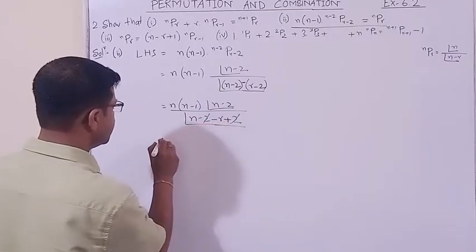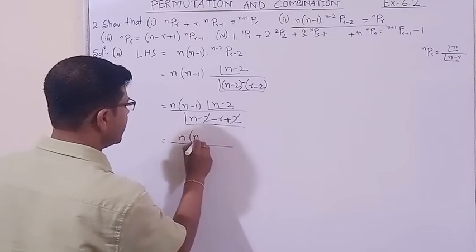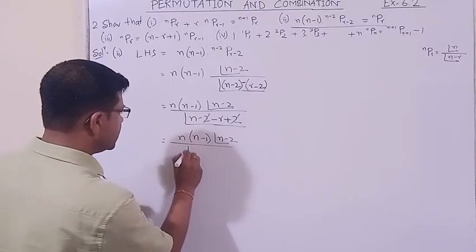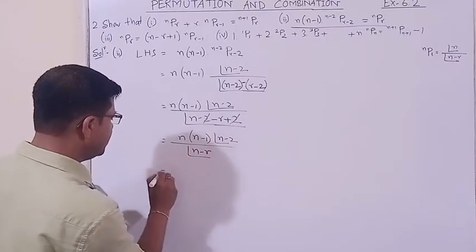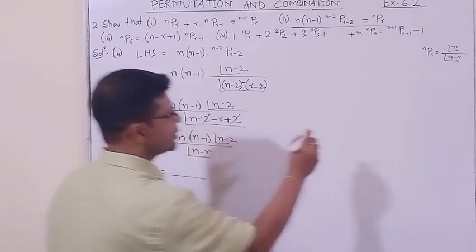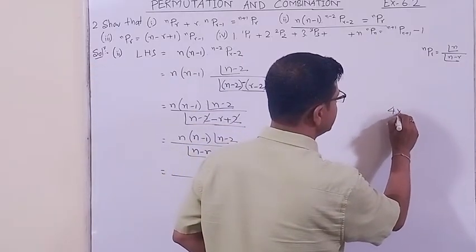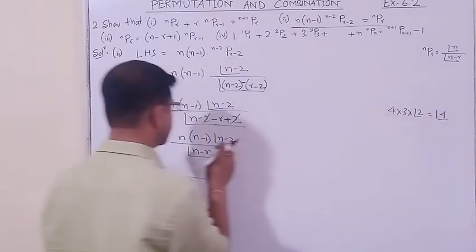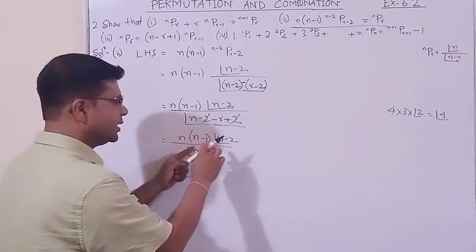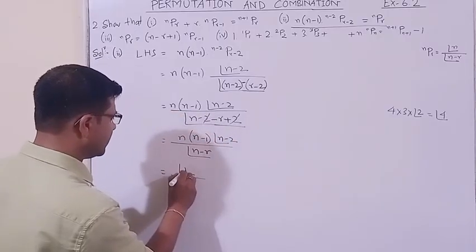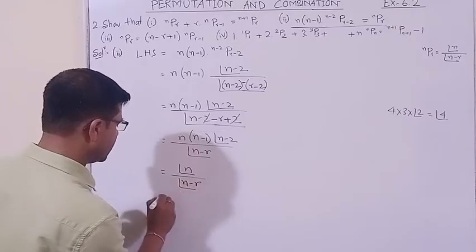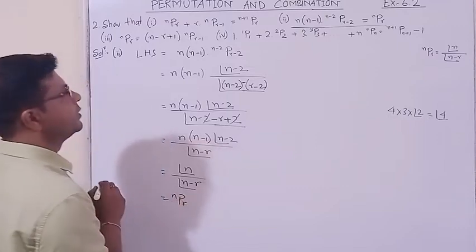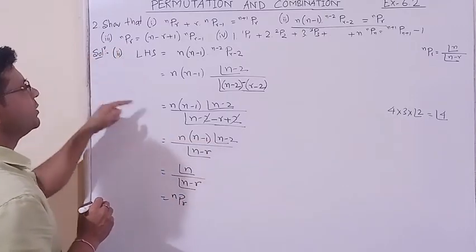These two will get cancelled. So this is n into n minus 1 into factorial n minus 2. Correct. Now, n minus r. If we multiply these three, suppose it is like this, 4 into 3 into factorial 2. What is their product? Factorial 4. So here this into this, all are in decreasing order. So their product is factorial n divided by factorial n minus r. You can check from here, this is nothing but nPr. Now let us do this one, number 3.